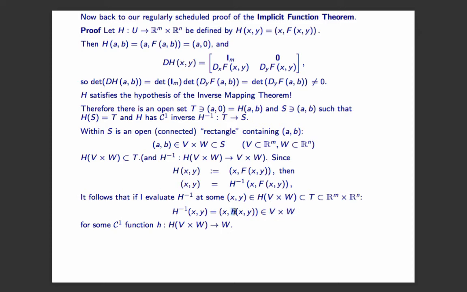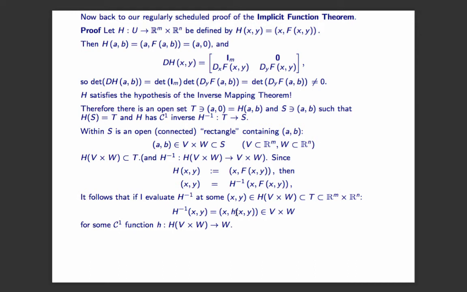And this little h function has to be C1 because big H is C1. If little h were not C1, if it were less continuous than that, then neither would big H be, by chain rule.